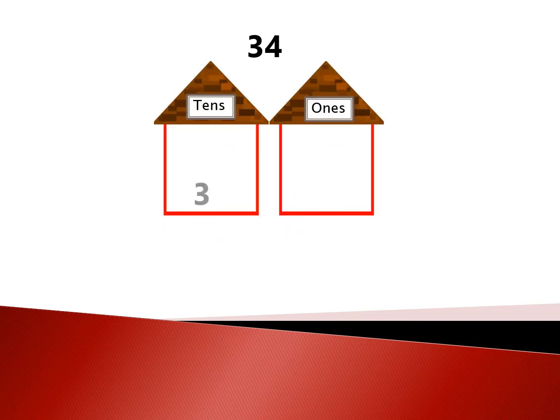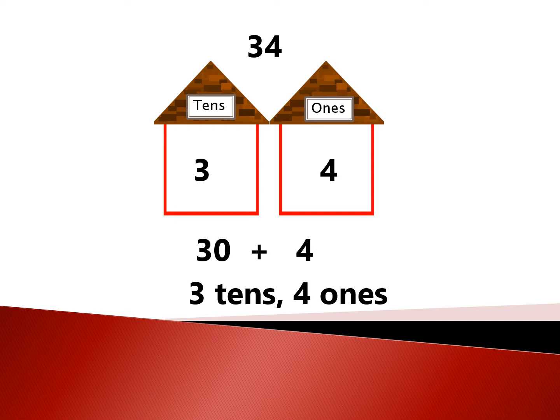Let us start with number 34. Put 3 in the tens house and 4 in the ones house. 34 is 30 plus 4 and it has 3 tens and 4 ones.